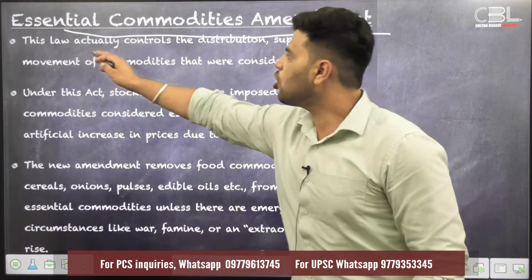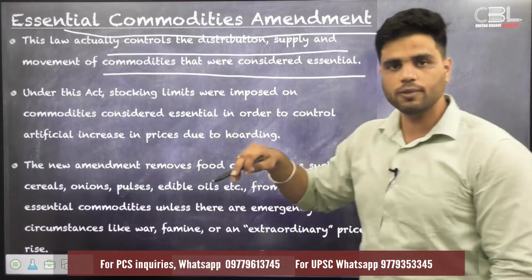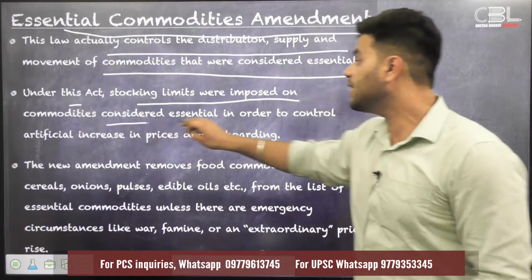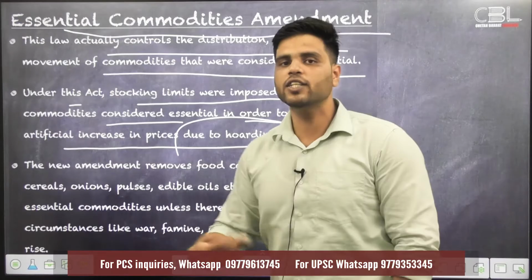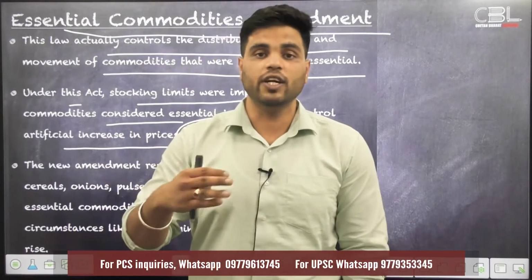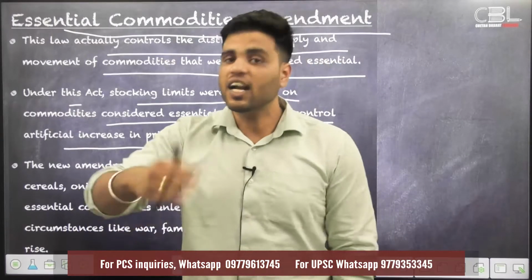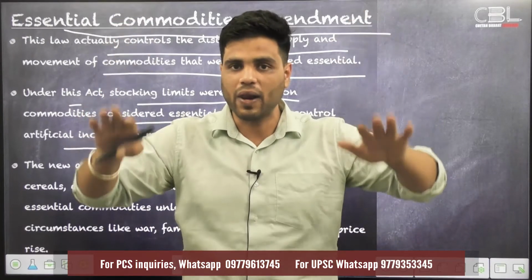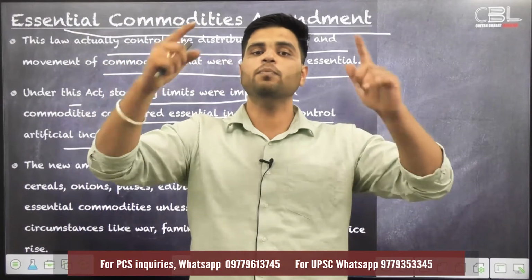Okay, this law actually controls the distribution, supply and movement of commodities that were considered essential. Under this, stocking limits were imposed on commodities considered essential in order to control artificial increase in prices due to hoarding. As you guys all know, the prices of essential commodities, like onion or potatoes, were generally increased by these wholesalers or artias artificially by hoarding, thereby decreasing the supply of these commodities in the market, artificially increasing the demand, and hence price rise.